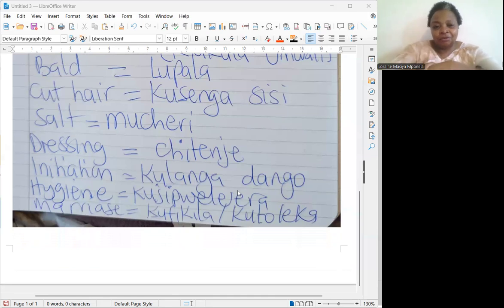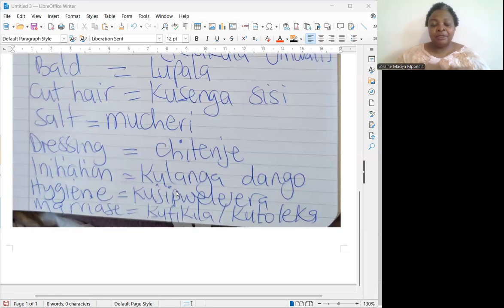Initiation, kulanga dango. Like I said, the wisdom that I was talking about in quotes. So we call that kulanga dango. If there is bad behavior of some sort, that you are rude, you are still rude, you have carried on like a small child throwing tantrums, everyone will be like, who gave initiation to this one? Because she doesn't look like she was given dango, the proper initiation lesson.